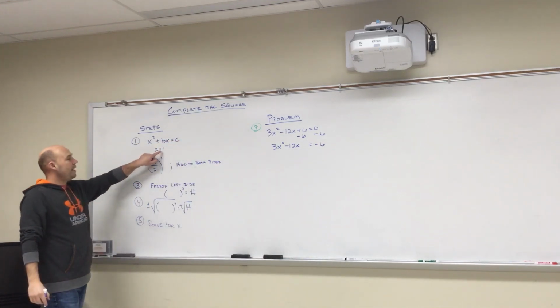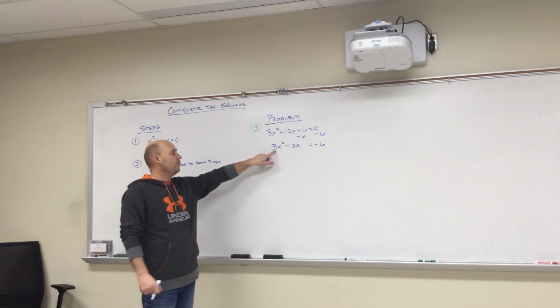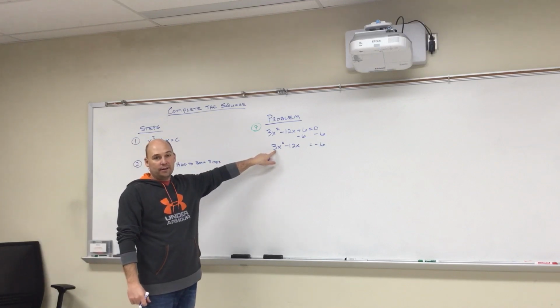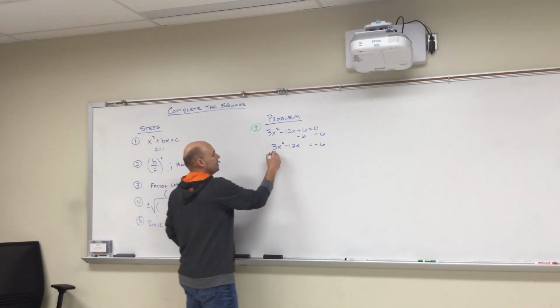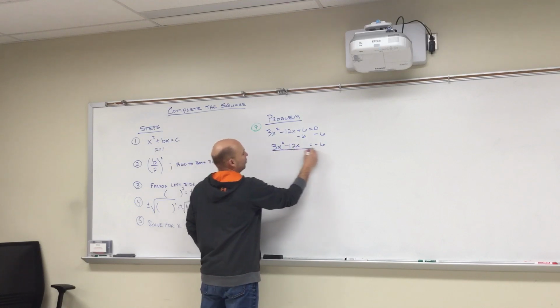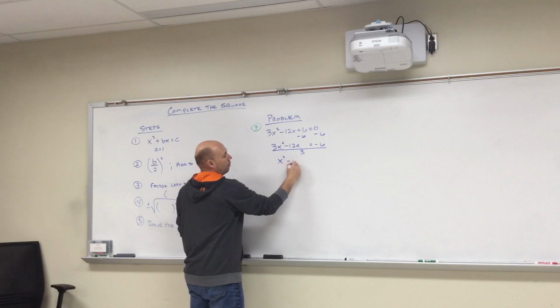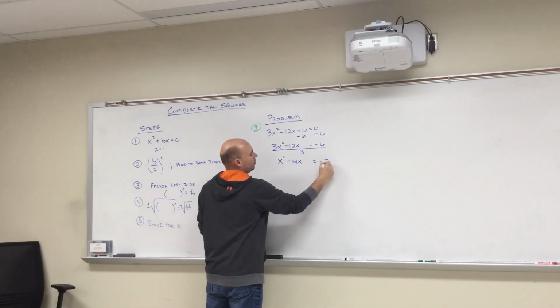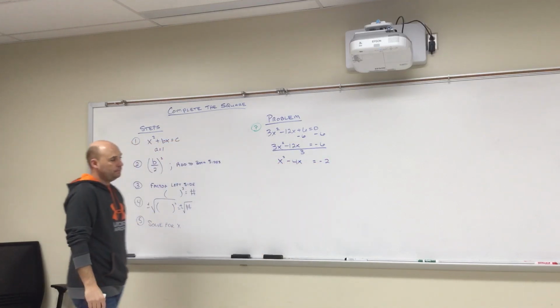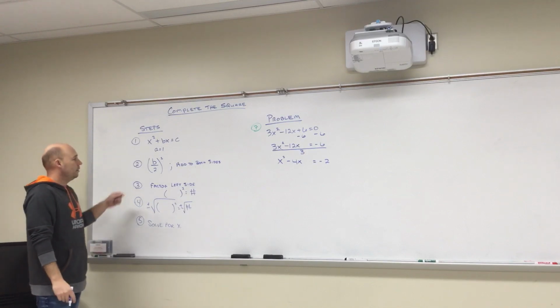Then my value of a has to be 1, and if you notice, our value of a is 3. So that's not good. So we have to divide every single thing up here by 3. So this becomes x squared minus 4x is equal to negative 2. Okay? So then we'll go to step 2.